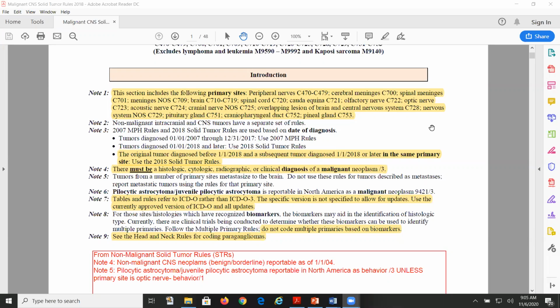And the example is if you have a meningioma of the left cerebral meninges that was diagnosed in 2016, and then a new meningioma of the right cerebral meninges was diagnosed in 2018. You would need to apply these 2018 rules to this new tumor to determine if you have a new primary. Now, by applying these new rules, the meningioma identified in 2018 would not be a new primary, because per the 2018 rules, laterality does not determine multiple primaries.